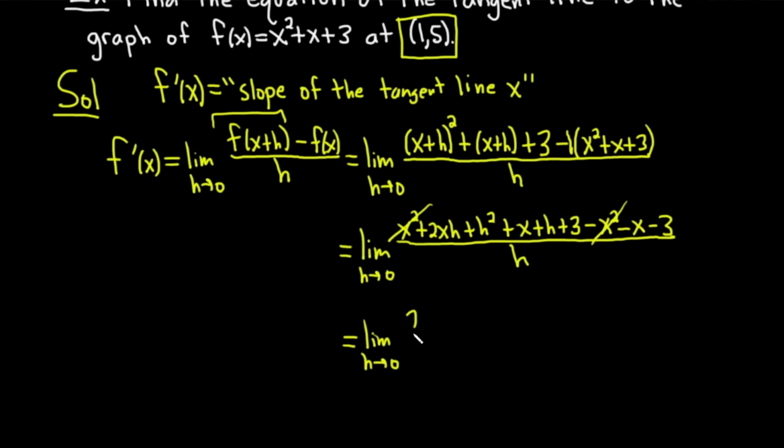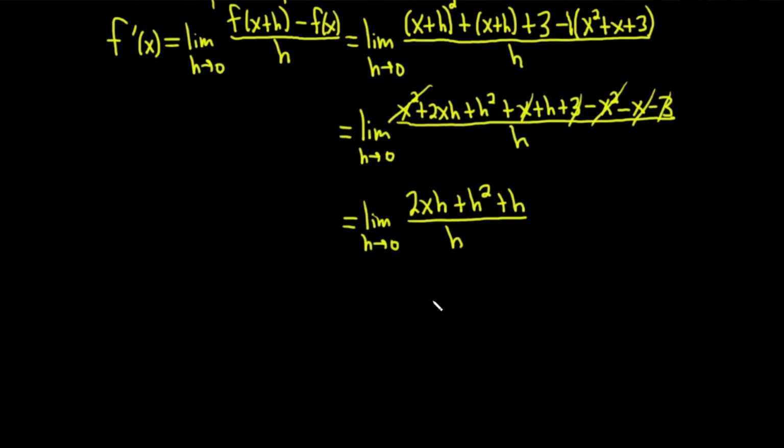2xh, it's going to hang out. H squared, it's going to hang out. So plus h squared. x does not have an h. Does it go away? Yep, it does. The h hangs out. And then the 3, it doesn't have an h, so it goes away. All being divided by little h.